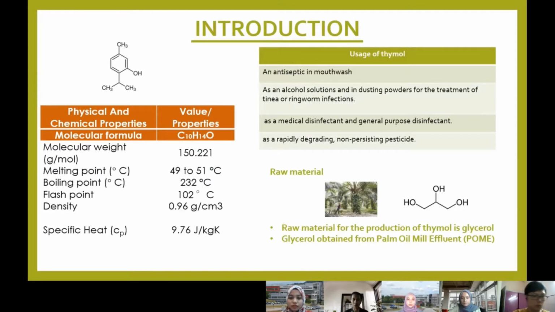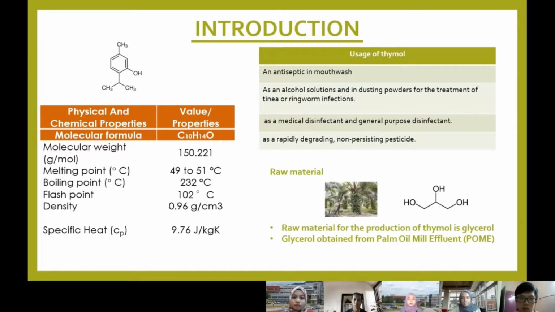So, for a little bit of introduction, the physical and chemical properties of thymol: the molecular weight is 150.221 gram per mole. The melting point is 49 to 51 degrees Celsius and the boiling point is 232 degrees Celsius. The flash point of thymol is 102 degrees Celsius. The density is 0.96 gram per centimeter cube and the specific heat is 9.76 joule per kilogram per Kelvin.